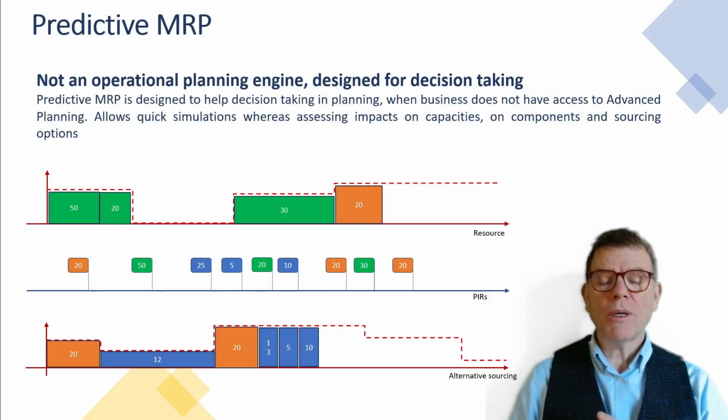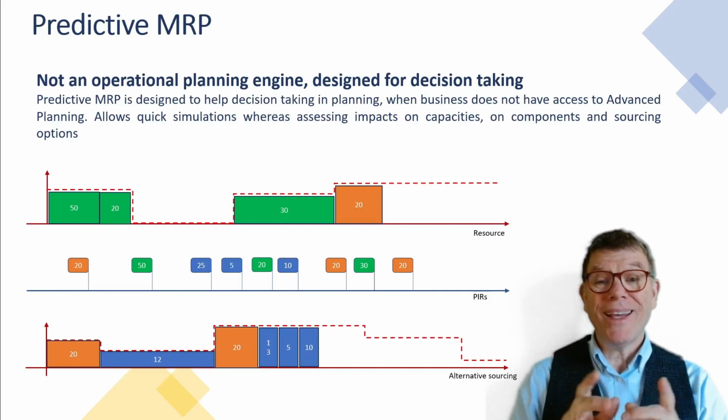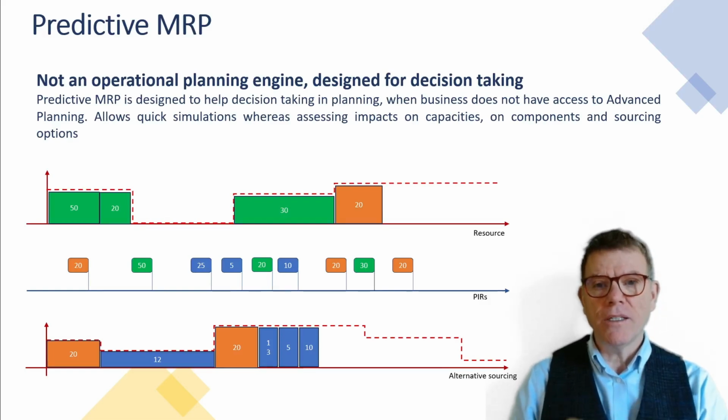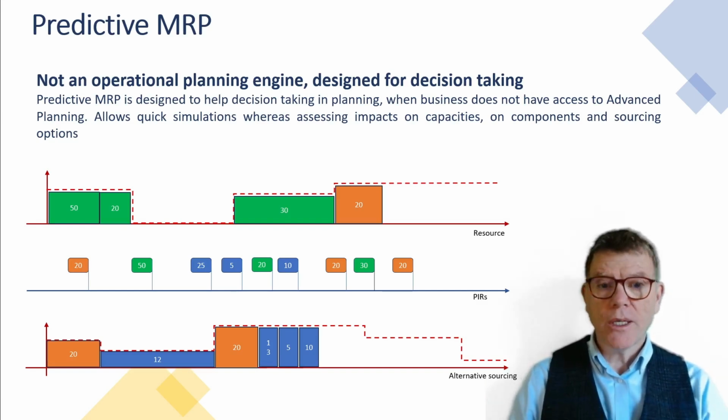Let's now focus on the predictive MRP proposition from SAP in S4. Let me repeat, in S4 production planning and/or production planning for process industry, PP or PP-PI. First, predictive MRP is not dedicated to any type of production. So if you're running shop floor, process, repetitive or Kanban, why not also run the predictive MRP on the side to help you take decisions.